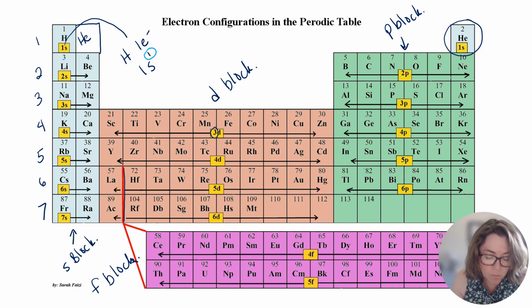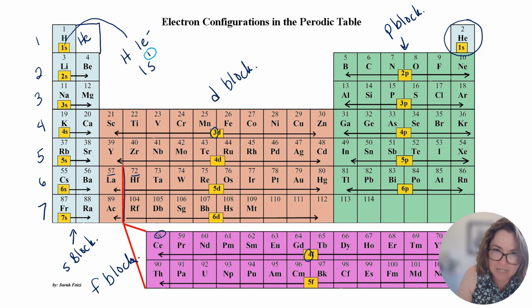If you notice, we go from 57 and then we jump up to 72, and 58 to 71 are actually down here. This is where the F block sits. So it really starts in period 6 or energy level 6. We're really not going to ask you about these, but I just want to point out that the F block is 2 energy levels below the period you're in. And again, they don't start until period 6.